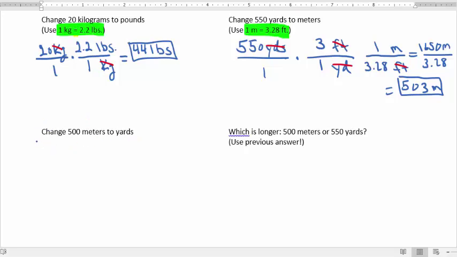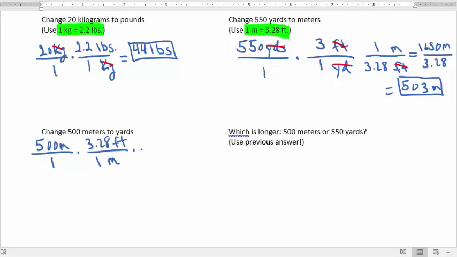So 500 meters over 1. Now again, just like with the last one, we didn't have a meter to yard conversion. We had a meter to foot conversion. So we're going to first have to convert to feet and then convert from feet to yards. So we're going to use 1 meter equals 3.28 feet. Meters in the top needs to cancel with meters in the bottom. So I write 1 meter in the denominator and then 3.28 feet in the numerator.